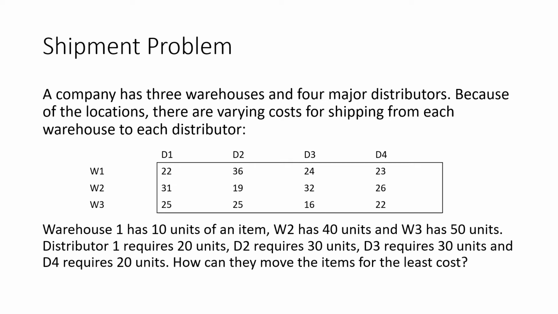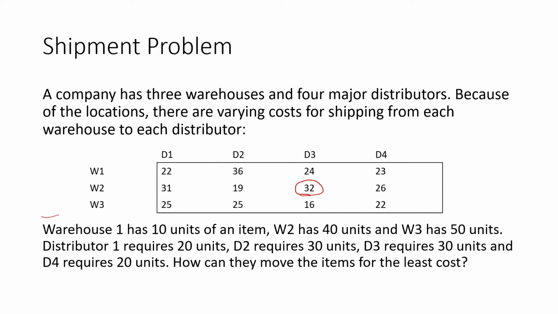First off, what is a transportation problem? It's a problem that looks something like this. A company has 3 warehouses and 4 distributors. Because of the locations, it costs different amounts to ship from each warehouse to each distributor. So we have something like what you see here. The numbers in the table are the cost for shipping 1 unit from each warehouse to each distributor. So for instance, shipping something from warehouse 2 to distributor 3 costs $32.